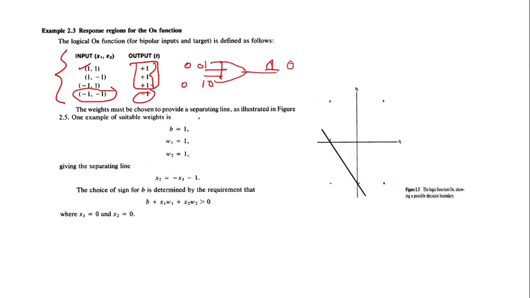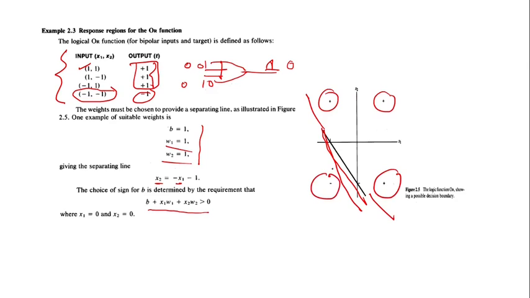In this case the weights must be chosen to give a separating line, as illustrated in figure 2.5. One example of suitable weights is B equal to 1, W1 equal to 1, and this. So here x2 equals minus x1 minus 1, and this is the separating line. The choice of sign of B is determined by the requirement that B plus W1 x1 plus x2 W2 is greater than 0. So all the pluses, these three, are on one side of the straight line, and the minus is on the other side because only one minus is there. So this is linearly separable. The OR function is also linearly separable.